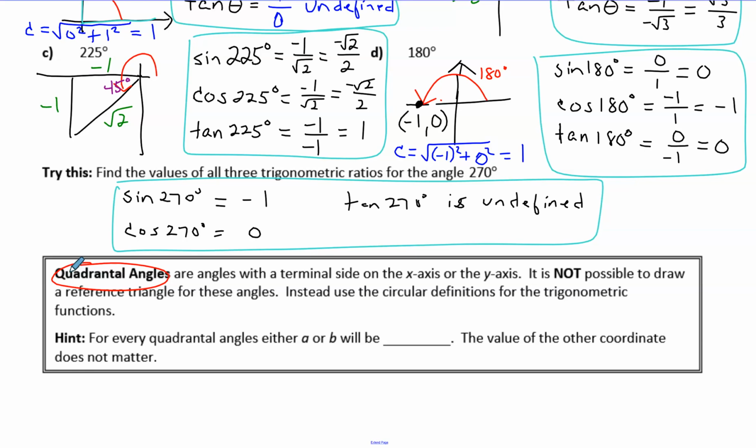Hint, for every quadrantal angle, either A or B will be 0. The value of the other coordinate does not matter, except that we will need to make sure that it is correctly positive or negative. That's it for today's lesson.